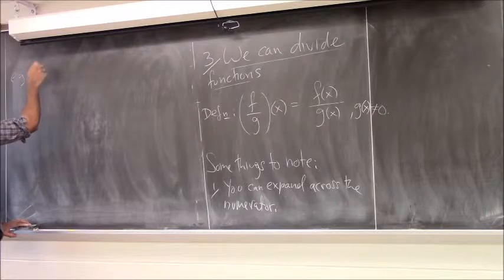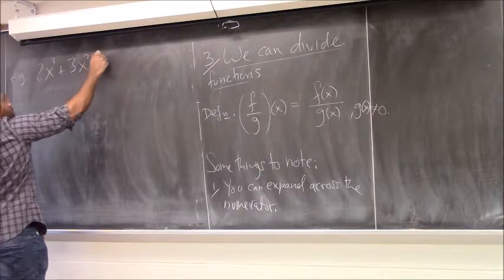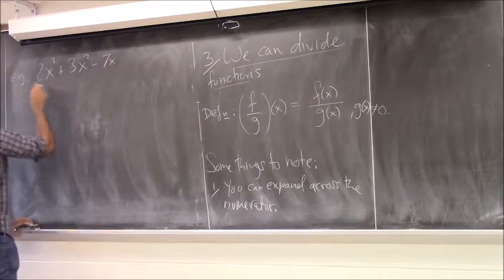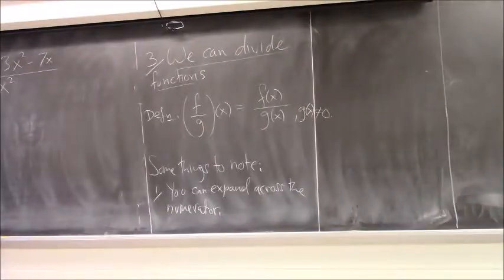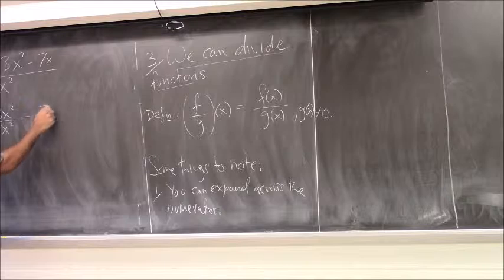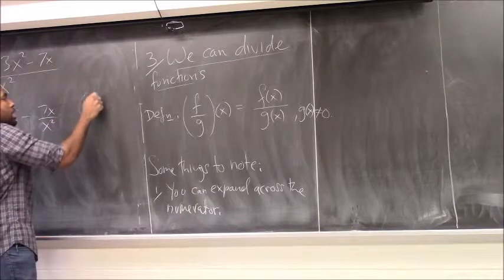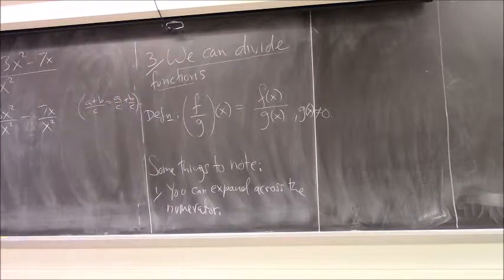If I have something like, say, 2x cubed plus 3x squared minus 7x, whatever, and I'm dividing that by another function, say x squared, I can expand along the numerator. This means I could do something like this. I can split this fraction up into a bunch of pieces where I put each term in the numerator on top of one of the pieces. In other words, I'm employing the fact that a plus b all over c, I can write that as a over c plus b over c. I can expand a fraction across the numerator.